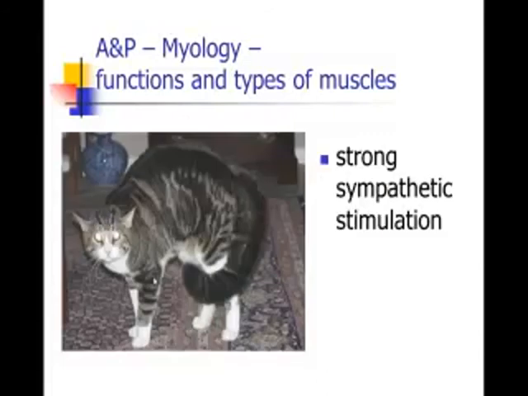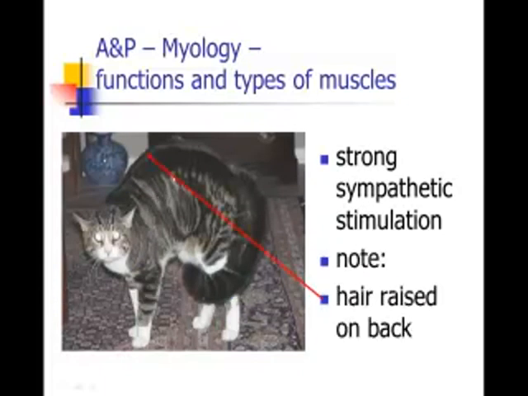Right, frightened. So this is strong sympathetic stimulation. You see the hair is standing up on its end on the vertebral column. Just to review, I think we've talked about this before, but this has really two advantages of having the hair stand up. One advantage is to make the cat look bigger and more imposing, and therefore maybe it would reduce its risk of being attacked by whatever it is that's carrying it.